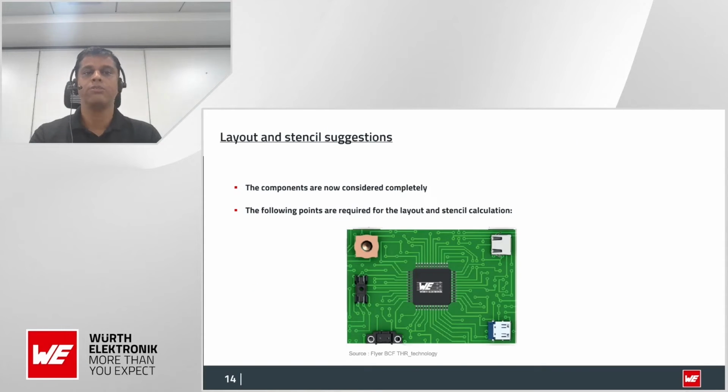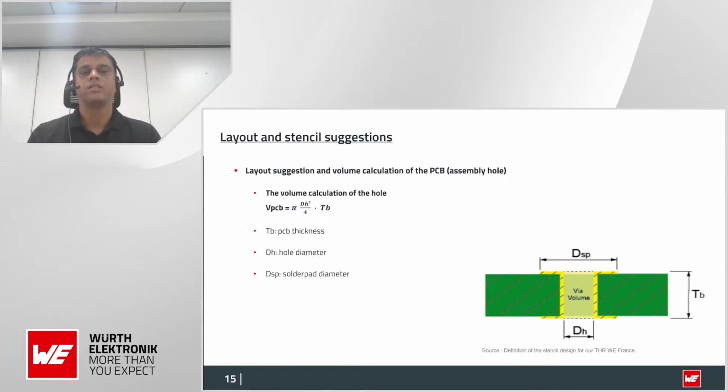Now the second most important thing is the layout and stencil design. So how do we design the layout and what process do we need to follow? Yes, we need to consider the different layout and stencil considerations, and we need some formulas. This one is the PCB thickness, the PCB layout, I can say.